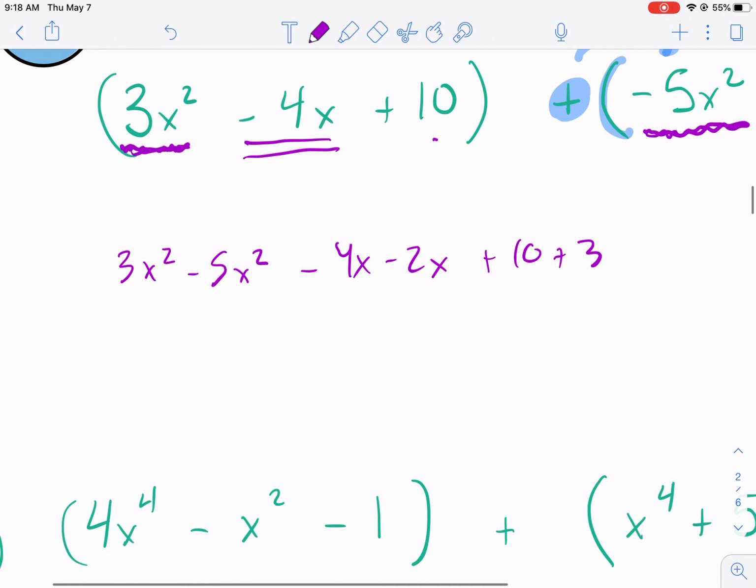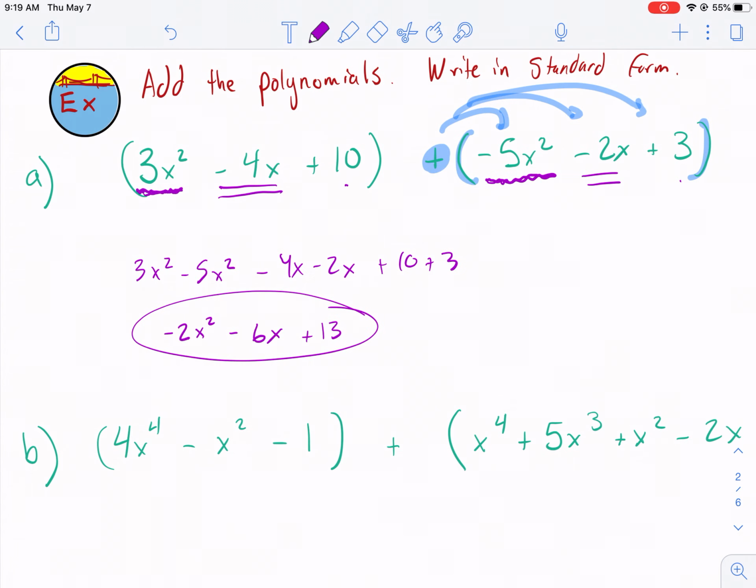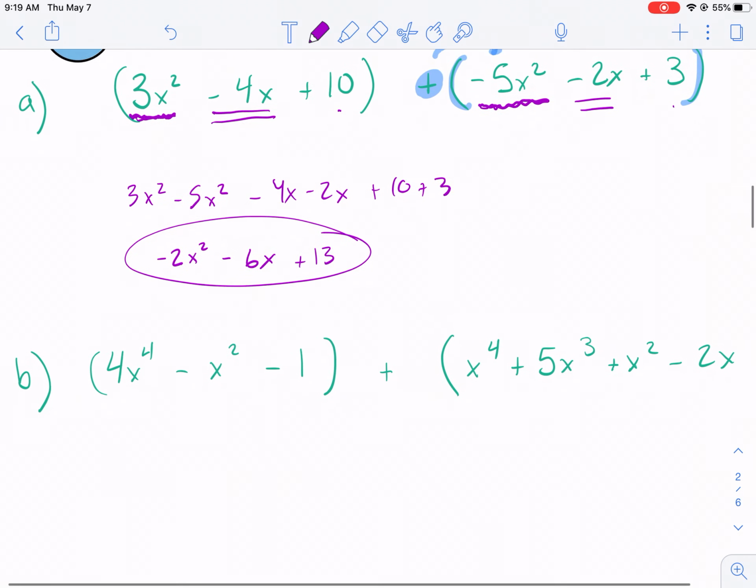So let's go ahead and combine these terms that we determined like. So we have 3 minus 5. We're going to combine the numbers out in front. 3 minus 5 is 2. And then we're going to keep the variable. Here we have negative, negative. It's going to be negative 4 and 2 gives us 6. We're going to keep the variable. And then we have 10 plus 3, which is just 13. Nothing else to combine, so that is our final result, written in standard form because it's descending in degree.